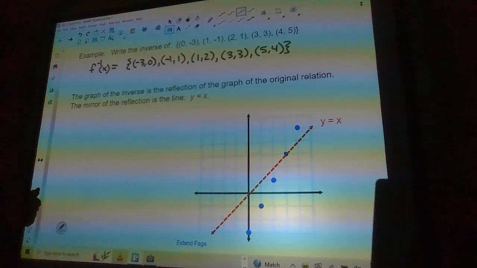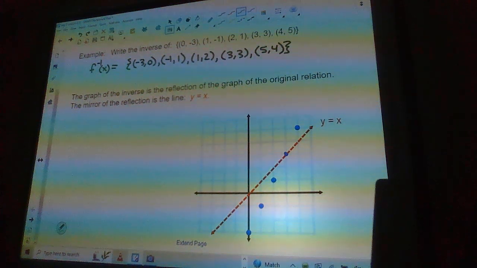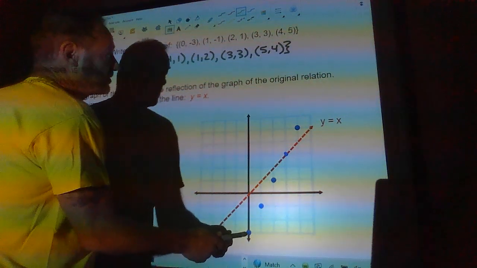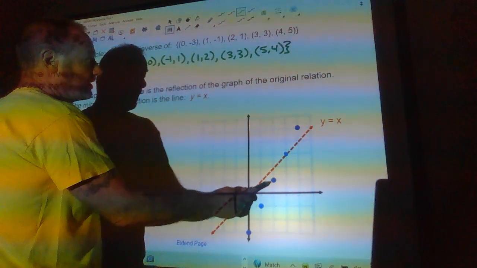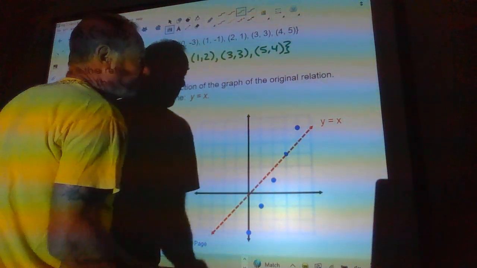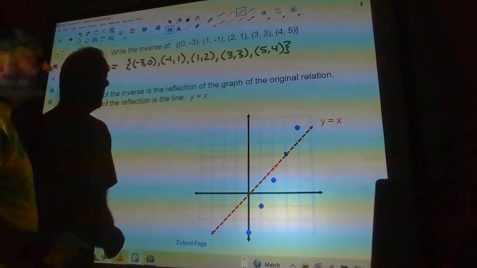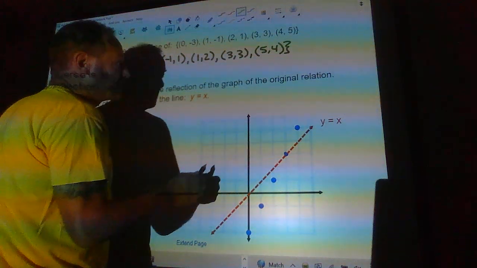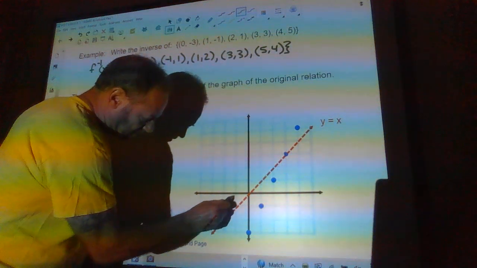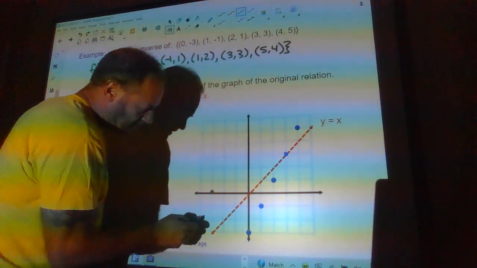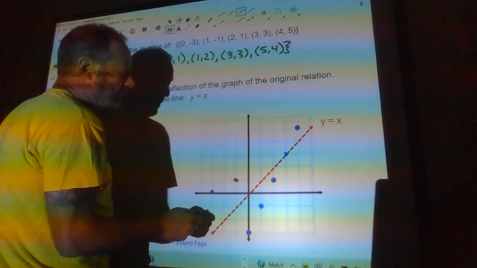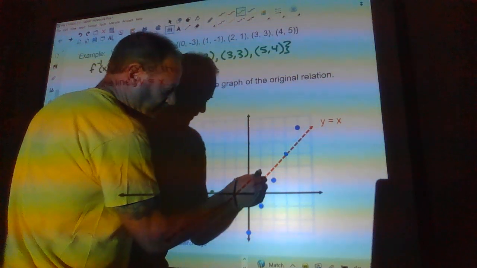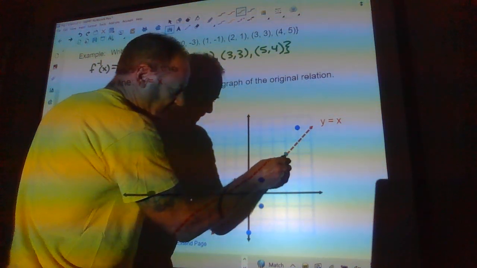Now, the graph of an inverse is always a reflection of the graph of the original equation in the line y = x. So here are my original points: (0, -3), (1, -1), (2, 1), (3, 3), (4, 5). If I want the inverse of that, (-3, 0) is going to go right here. (-1, 1) is going to go right here. (1, 2) is going to go right here. (3, 3) is going to go right there.